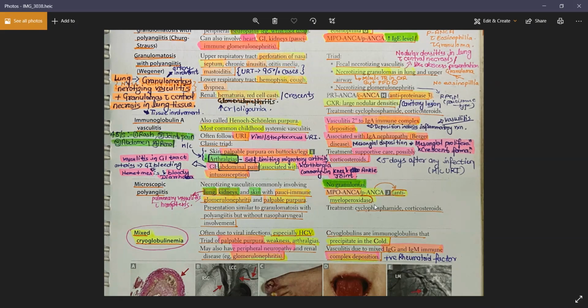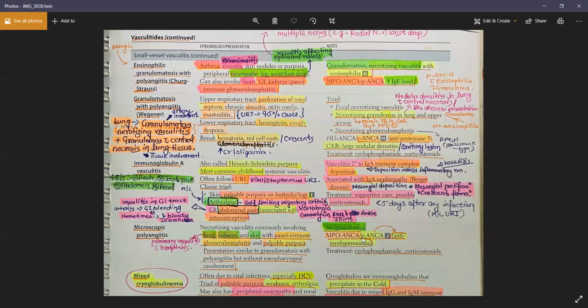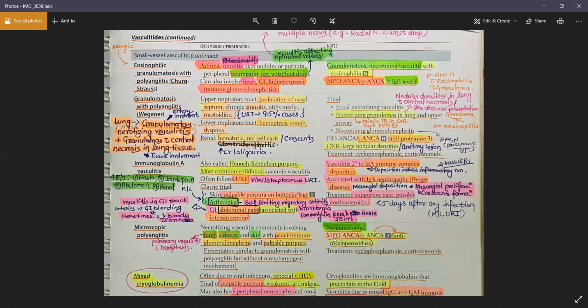Then the antibodies are very important. When you run the lab test, you can get MPO ANCA positive, or P ANCA. So MPO ANCA for microscopic polyangiitis, you can remember it like that. Although it is for myeloperoxidase, this is an easy way to learn. MPO, P ANCA are for microscopic polyangiitis as well as eosinophilic granulomatosis with polyangiitis. And PR3 or C ANCA is for granulomatosis with polyangiitis only.